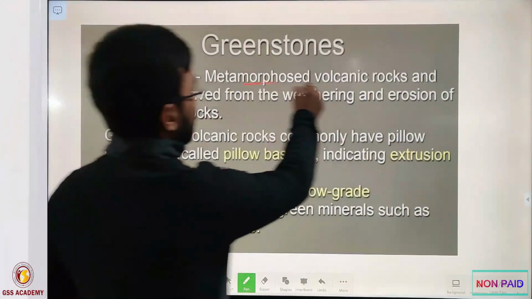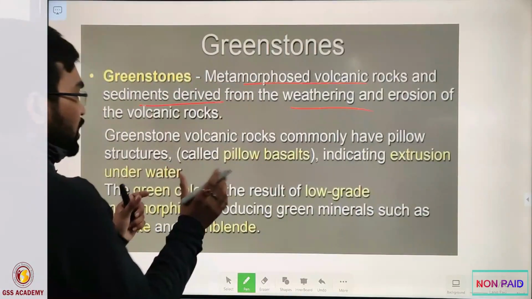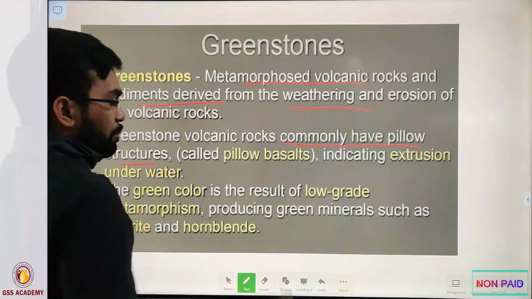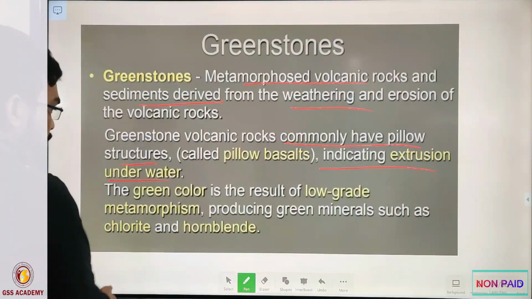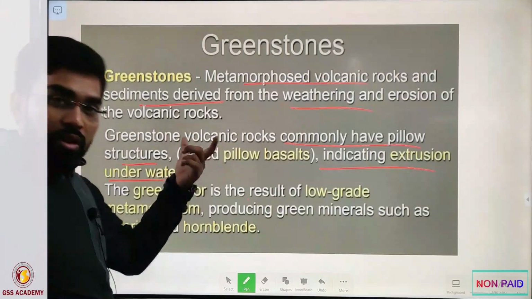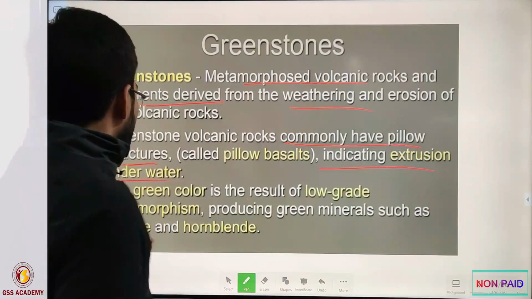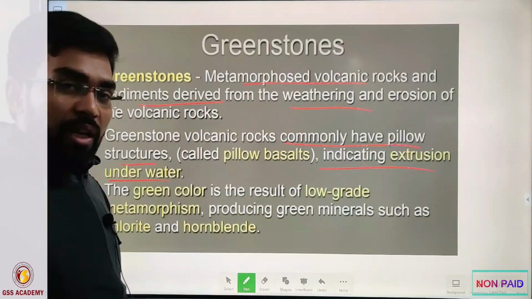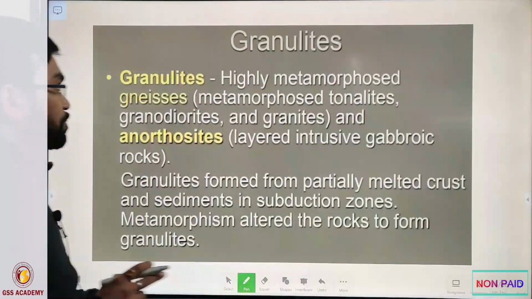Greenstone is metamorphosed volcanic rocks and sediments derived from weathering and erosion. Greenstone volcanic rocks commonly have pillow structure. You may already be familiar with pillow basalt, indicating extrusion underwater. The green color is the result of low grade metamorphism, called greenschist metamorphic facies, producing green minerals such as chlorite and hornblende. So these are the characteristics of the greenstone that we frequently find in all the cratons of Archean age.